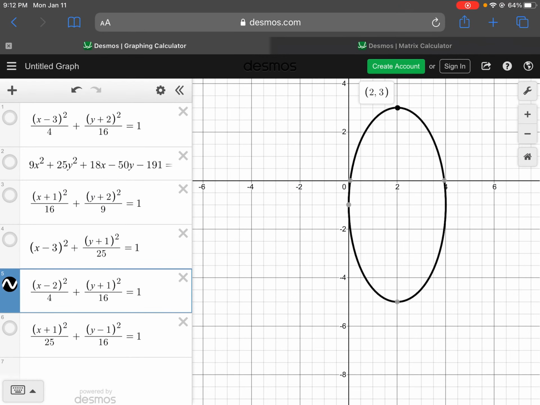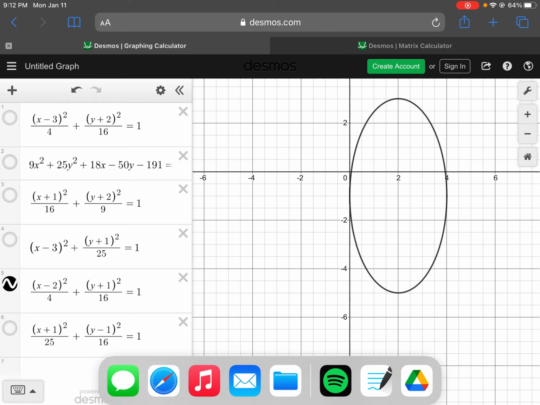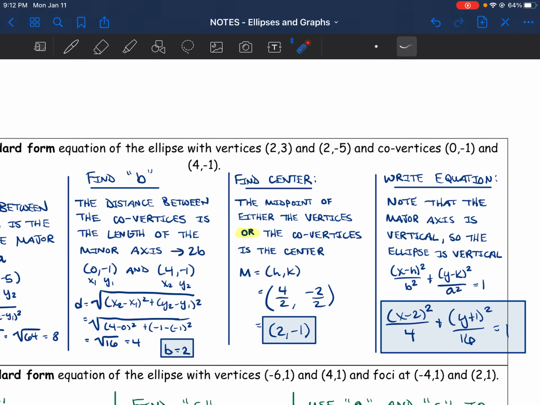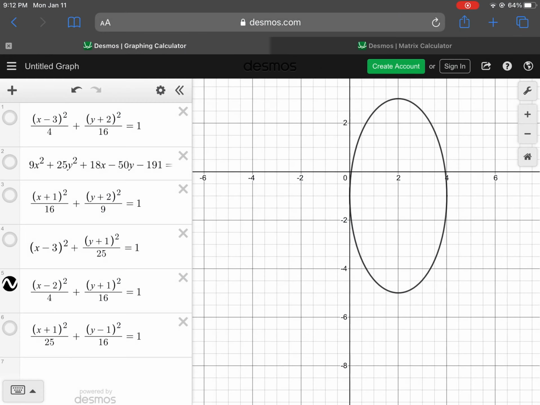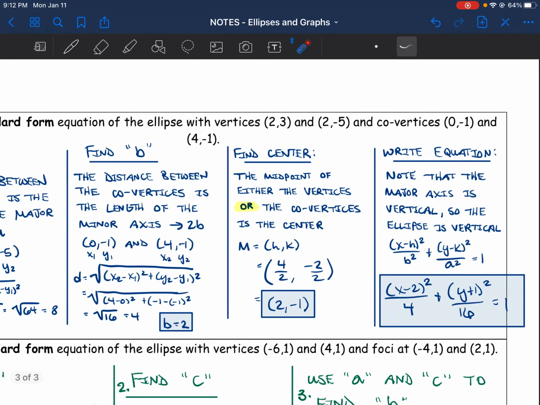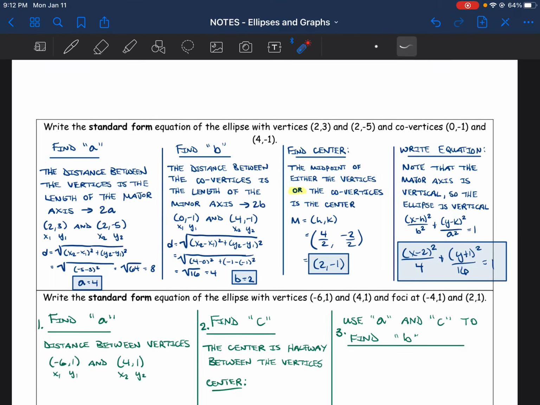Here's 2, 3. Here's 2, negative 5. We definitely have vertices there. And we were also supposed to have co-vertices at 0, negative 1, and 4, negative 1. Well, here's 0, negative 1. Here's 4, negative 1. We can see that we indeed do have co-vertices there. So the equation that we've generated is absolutely correct, and it meets the criteria.